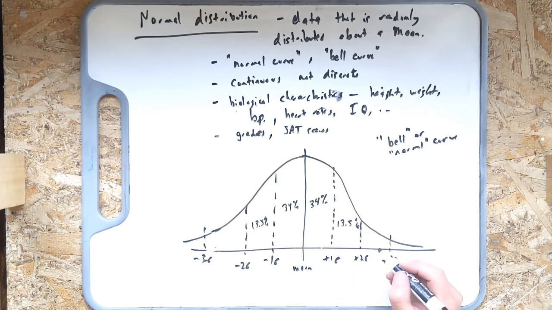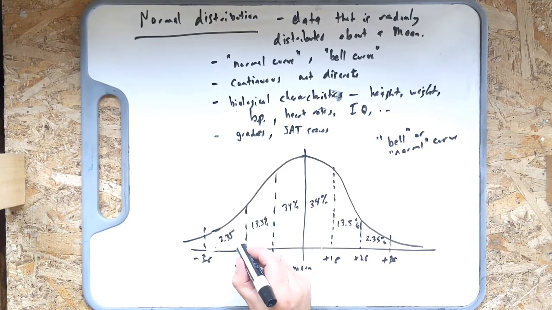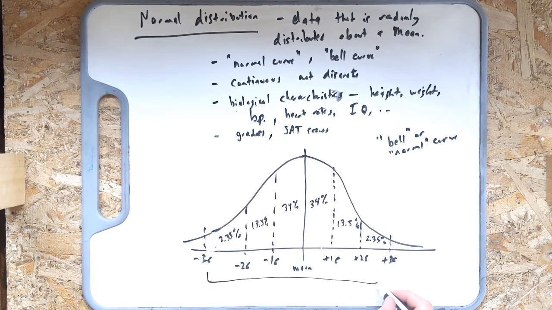The next standard deviation or group up is between 2 and 3. That's 2.35%, and 2.35% over here, again symmetric. That adds another 4.7. So that means between these two here, 99.7% of the population is plus or minus 3 standard deviations from the average.